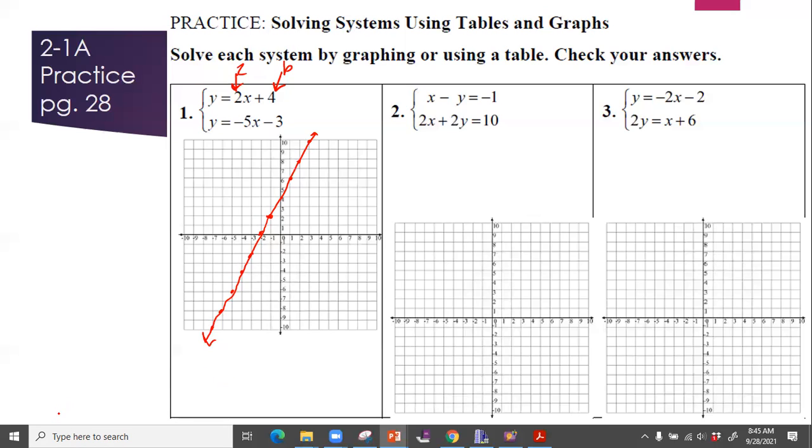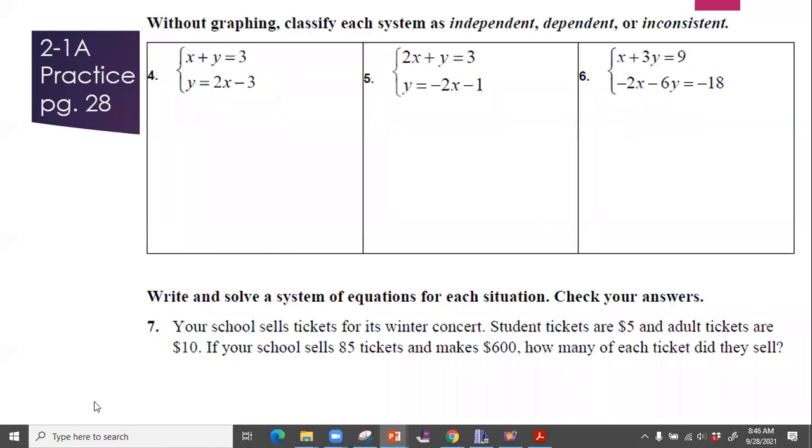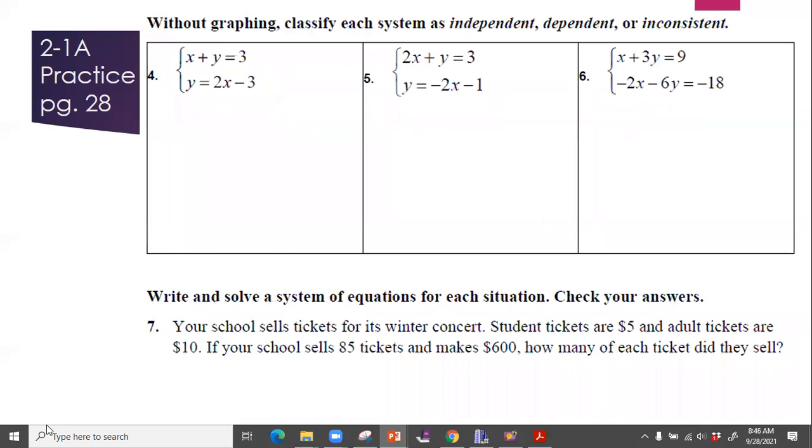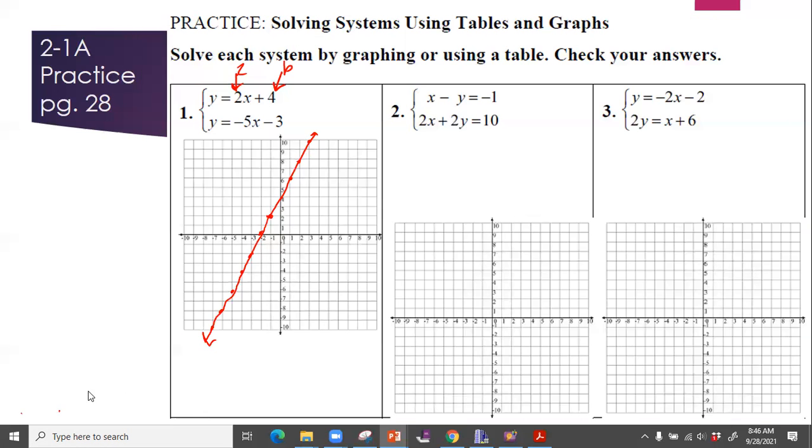So do we see what we did there? Okay, so then I'm going to do the second line. For the second line, this time I'm starting at negative 3. And this time I go down 5 and then right 1. Do we see that?